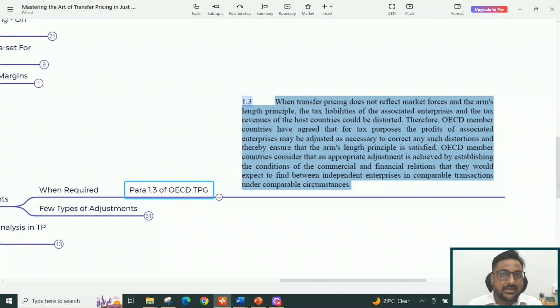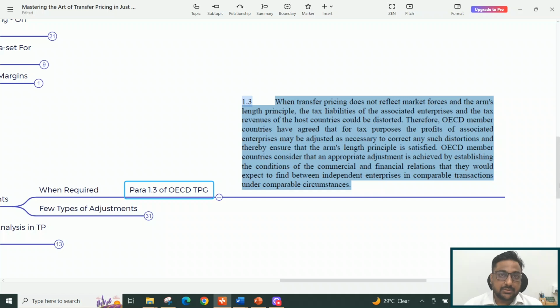But right now, just to set the context, I have mentioned here para 1.3 of the OECD transfer pricing guidelines, which says that when transfer pricing does not reflect market forces and the arm's length principle, the tax liabilities of the associated enterprises and the tax revenues of the host countries could be distorted. Therefore OECD member countries have agreed that for tax purposes the profits of the associated enterprises may be adjusted as necessary to correct any such distortions and thereby ensure that the arm's length principle is satisfied. OECD member countries consider that an appropriate adjustment is achieved by establishing the conditions of the commercial and financial relations that they would expect to find between independent enterprises in comparable transactions under comparable circumstances. So this particular para allows adjusting the transfer prices of the associated enterprise if need be.